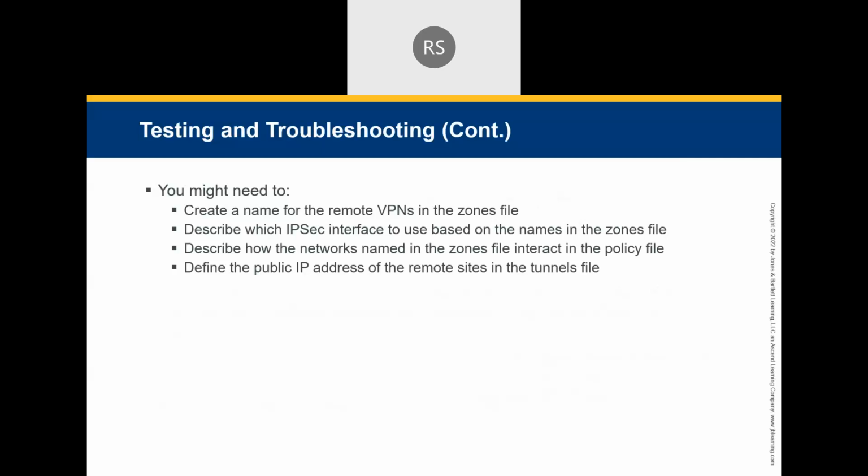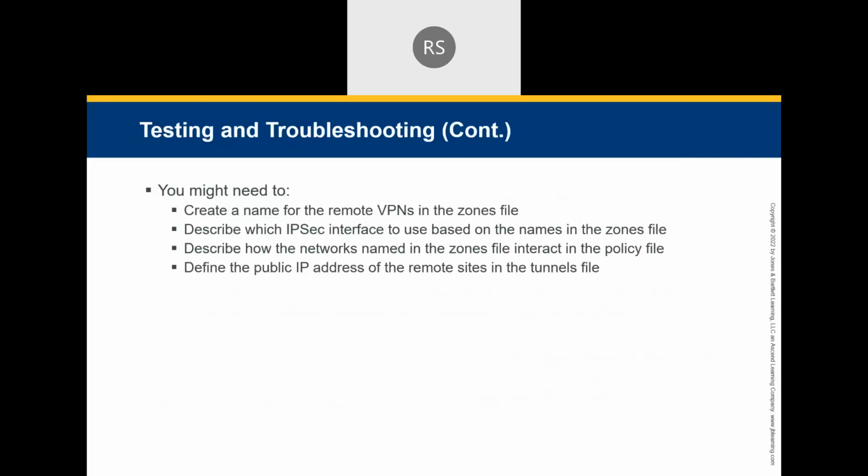You also might need to describe what IPsec interfaces to use for each VPN connection based on the names defined in the zone files. So this ensures that the VPN traffic is correctly routed through the appropriate IPsec interface.